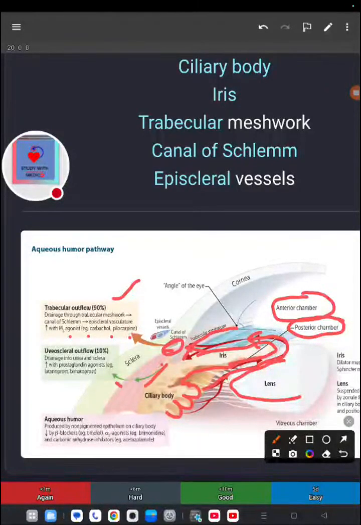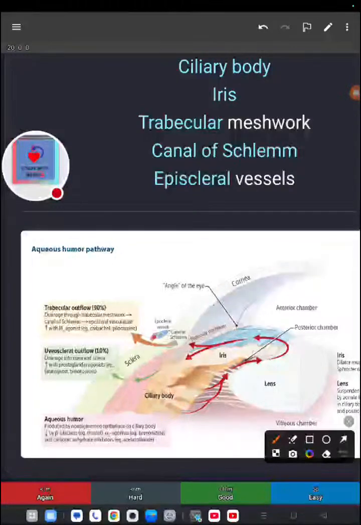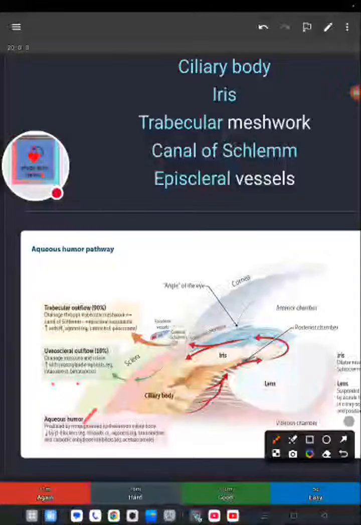Uveoscleral drainage is into the uvea and sclera. Drainage to the uvea and sclera is increased with prostaglandin agonists, for example latanoprost and bimatoprost. Aqueous humor is produced by the non-pigmented epithelium of the ciliary body.